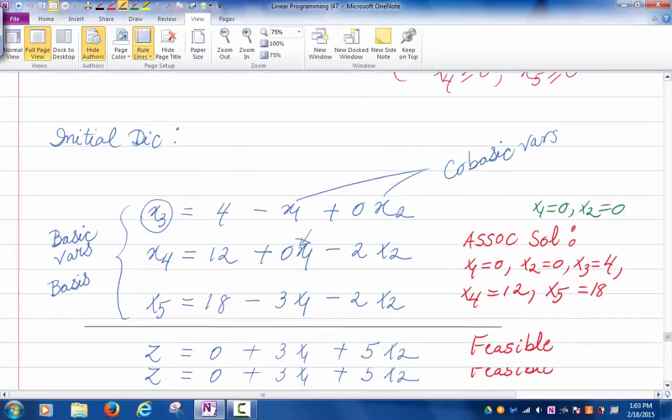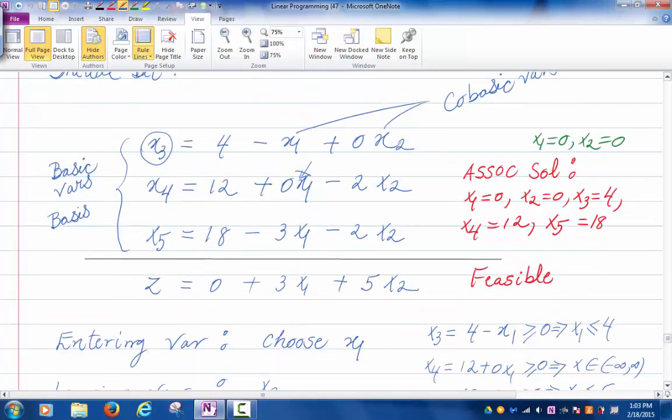Now, usually, like I said, in our initial dictionary, we designate the slack variables to be the basic variables, and the remaining ones would be the non-basic variables, right? How many basic? Exactly the same as the number of functional constraints, and that's what we have. We also write the z, the objective function, as the last row of the dictionary. So we have that set up.